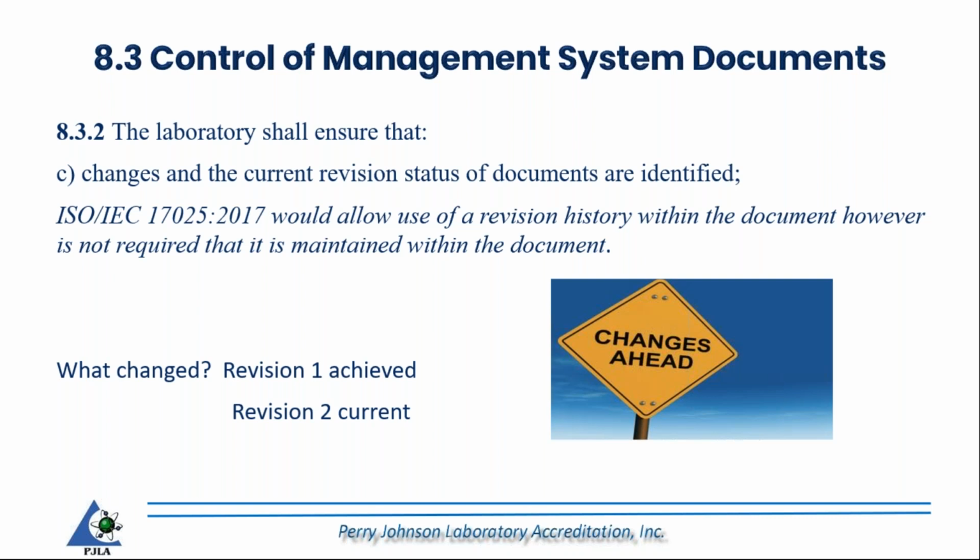So again, for example, you're going from revision 1 to revision 2. You have to currently document the updated revision level, which would be revision 2 on the new document, and somewhere along the line you have to show what was revised or what was changed via the revision history, document control log, or whatever avenue you elect to present that.